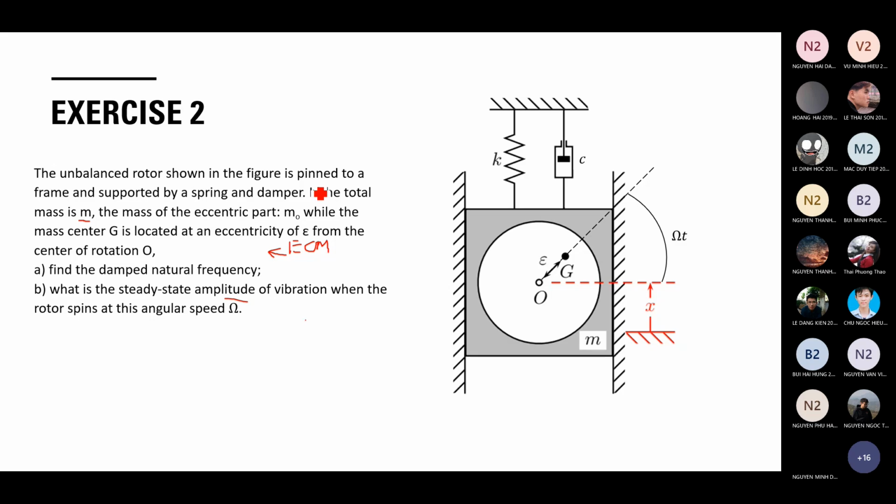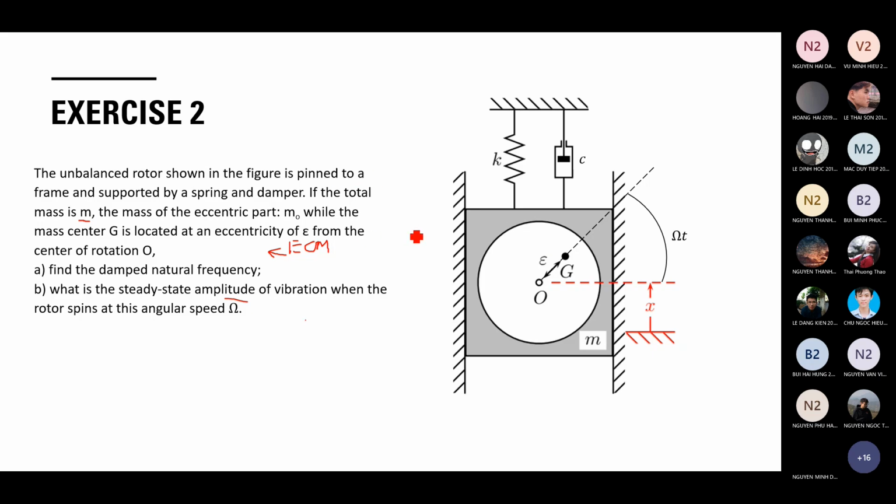Okay, time's up, and we should move on. For this exercise, I think it's quite easy, because we can use the theorem of momentum, or you can also use the Lagrange equation. For the Lagrange equation, I already gave it to you in the last lecture. So now I will give you the answer with the theorem of momentum.